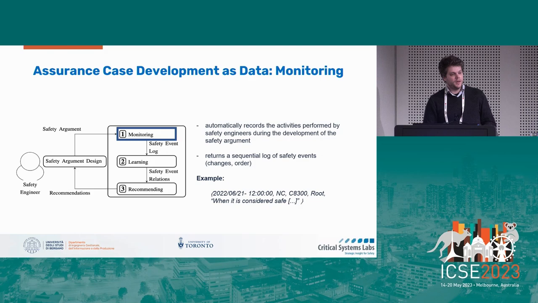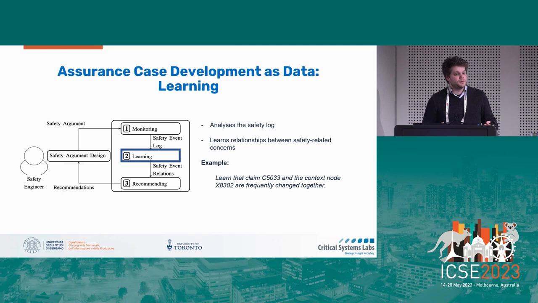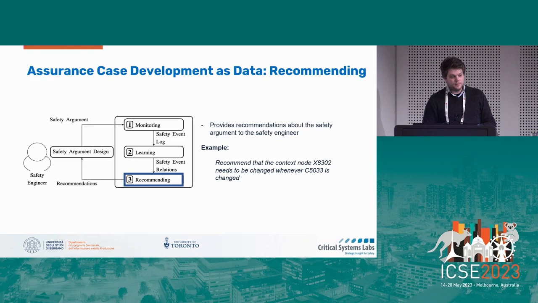And then we can analyze that event log and learn relationships. So suppose you have a node in the argument, let's say node number one, and then you often change that node alongside another node, maybe node number five. If those two nodes frequently change together, we can learn that pattern. And then if, say, node number five changes in the future, we can make a recommendation to the user and say, hey, maybe you should go change node number one too, because these two things have changed frequently together in the past. This is a change impact analysis solution, which is a big problem in the assurance case community right now. How do we do change impact analysis?